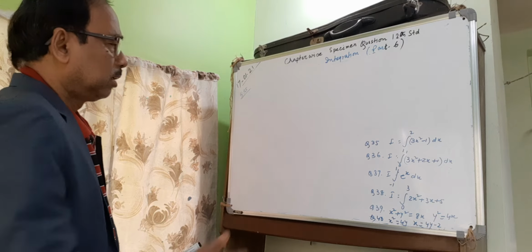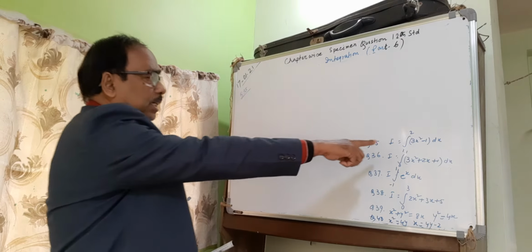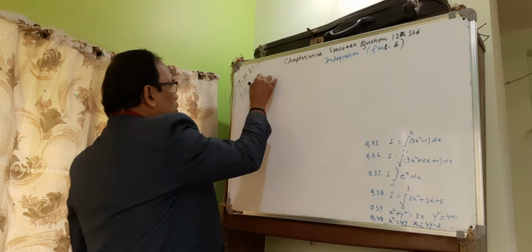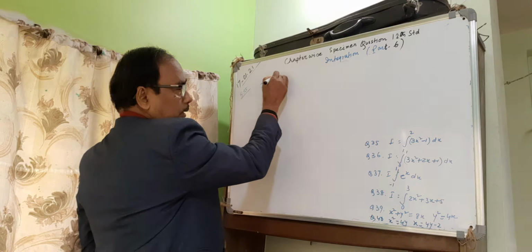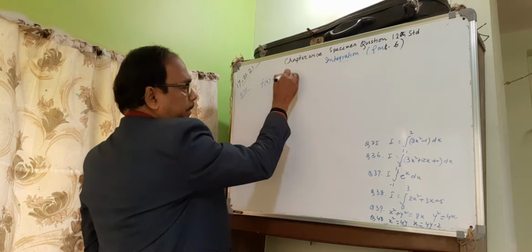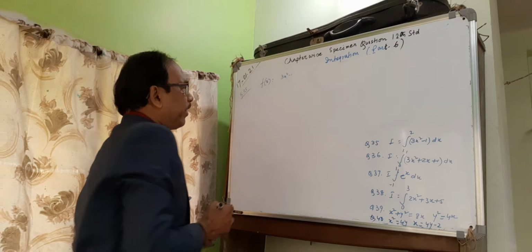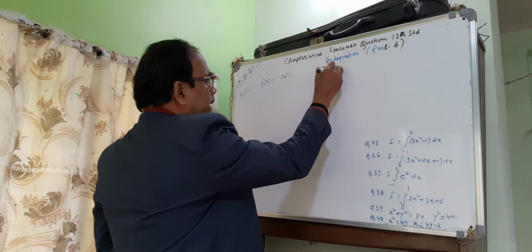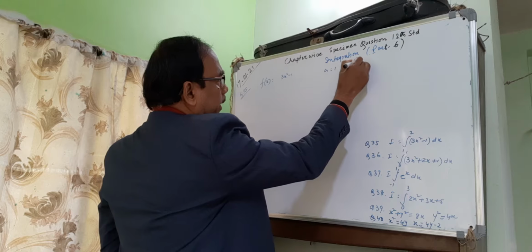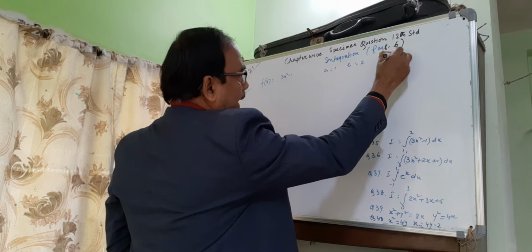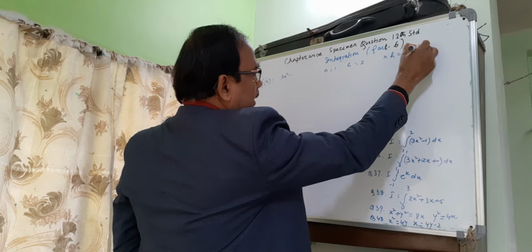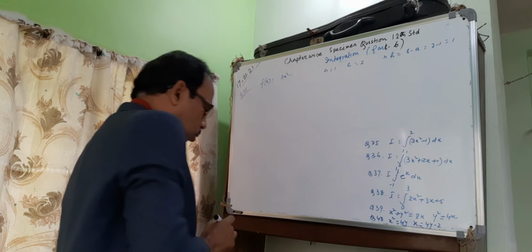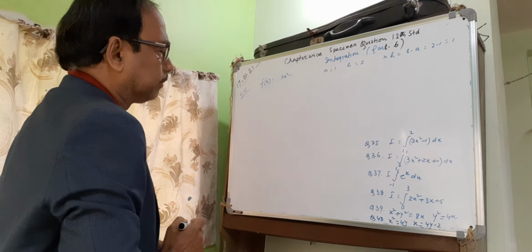Let us start. Do sum number 35. It is limit of a sum with the help of upper limit and lower limit. Here f(x) equals 3x square minus 1, and here the limits are a to b, where a is 1 and b is 2. Here nh equals b minus a, equals 2 minus 1, equals 1. The value of nh is 1.